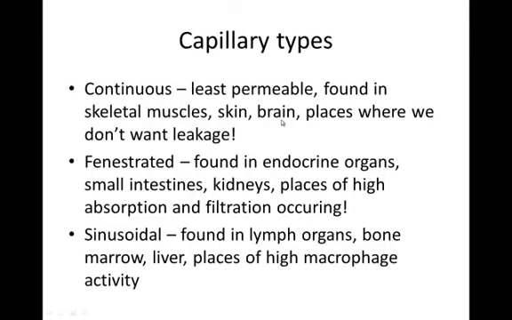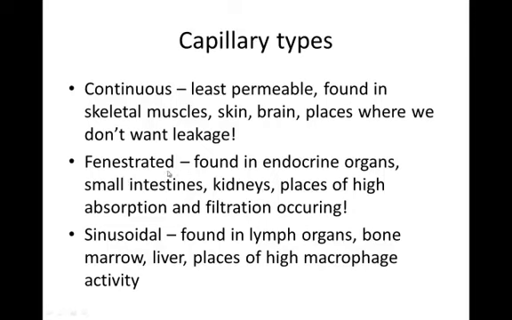There are more adaptations in these continuous capillaries that allow them to be the least leaky of the continuous capillaries. But the skeletal muscle, skin, and the brain are where we find our continuous capillaries. And these are places where we don't want the blood filtrate to leak out. I'll show you in a picture why these are considered least leaky. Basically, we have tight junctions between them, and I'll show you in a picture coming up.